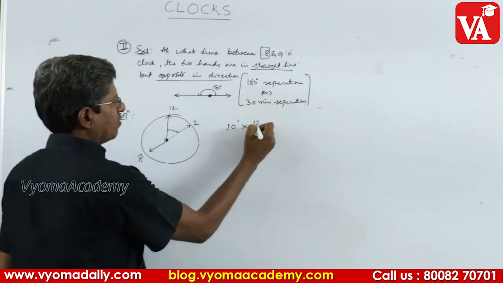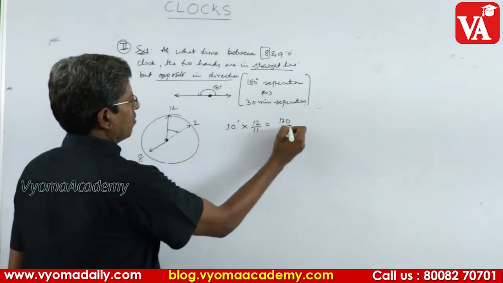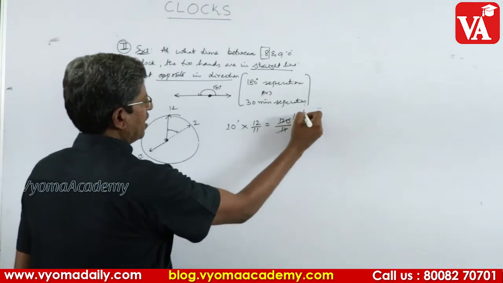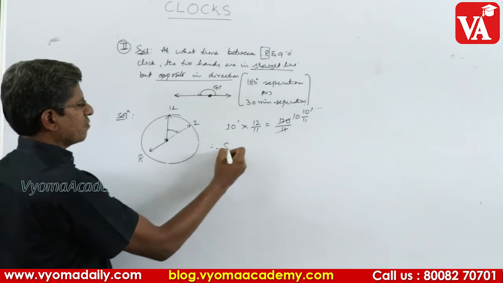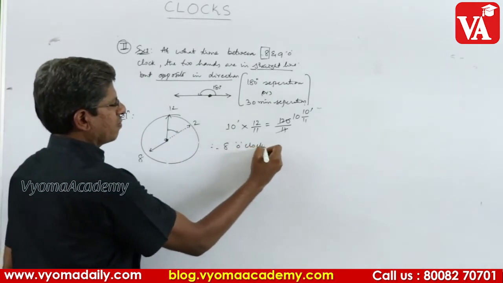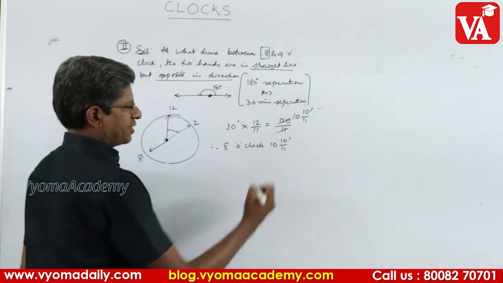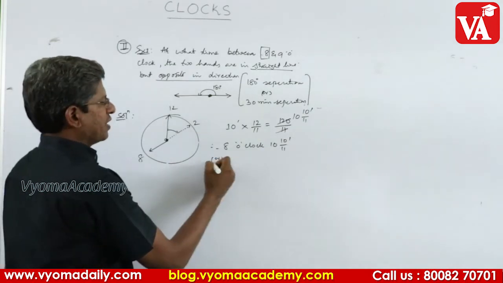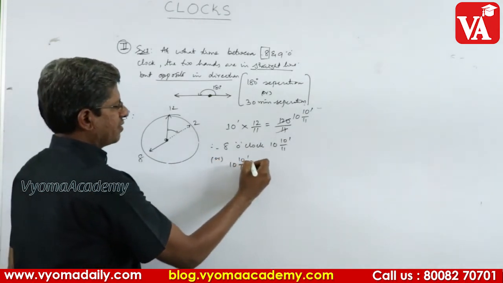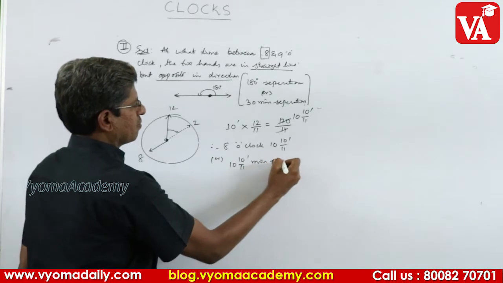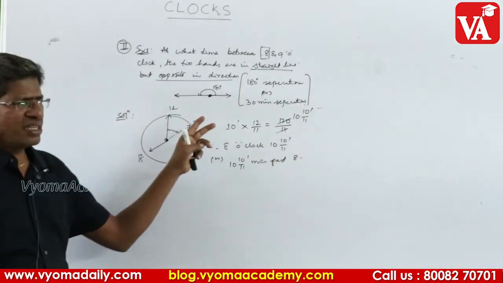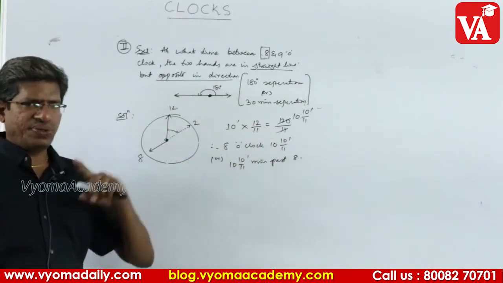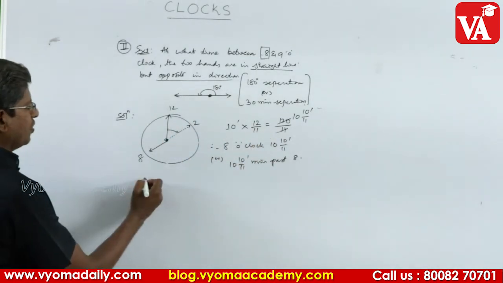10 minutes into 12 by 11. So therefore 120 by 11; 11 10s are 110, 10 remains, so 10 by 11. So the answer is now 8 o'clock 10 by 11 minutes, or you can say 10 by 11 minutes past 8. So we did the answer in a very similar way, compared to the previous model.